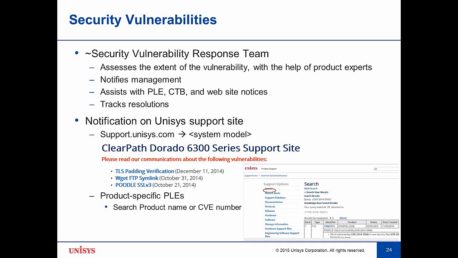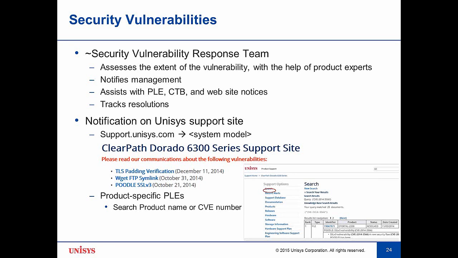If you want to be sure if a vulnerability that you've heard of applies to you, you can go to the Unisys support site. If you go to support.unisys.com and then select your system model, you'll find links there that tell you about these popular vulnerabilities. So, for example, here's a screen snap from the ClearPath Dorado 6000 series support site that says, please read our communications about the following vulnerabilities, and we've got 3 of them up there.